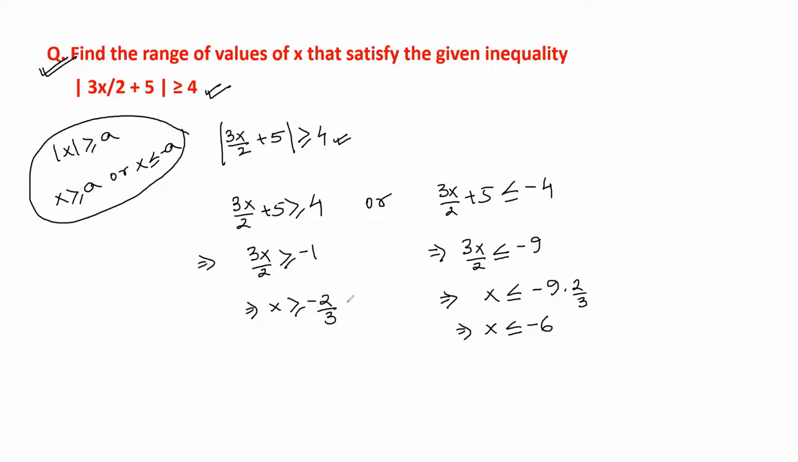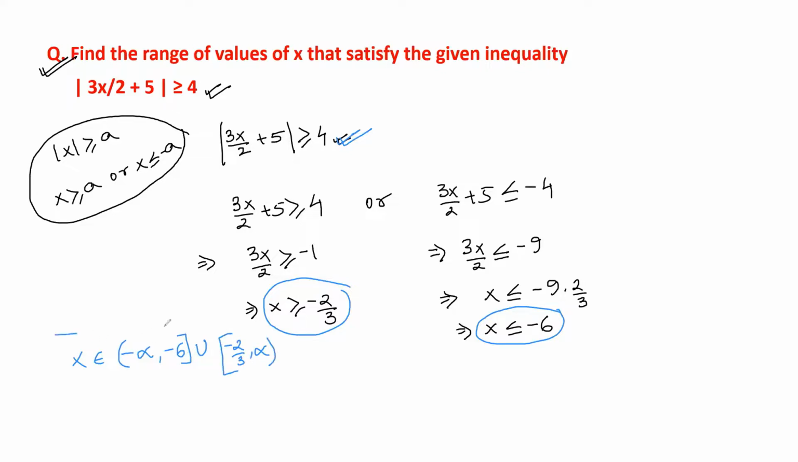So the range of values of x which would be satisfying this inequality would be x greater than equal to minus 2 by 3 or x less than equal to minus 6, which can be written as x belongs to minus infinity to minus 6, including minus 6, union minus 2 by 3 to infinity, including minus 2 by 3. So this is the range of values of x which would be satisfying this inequality.